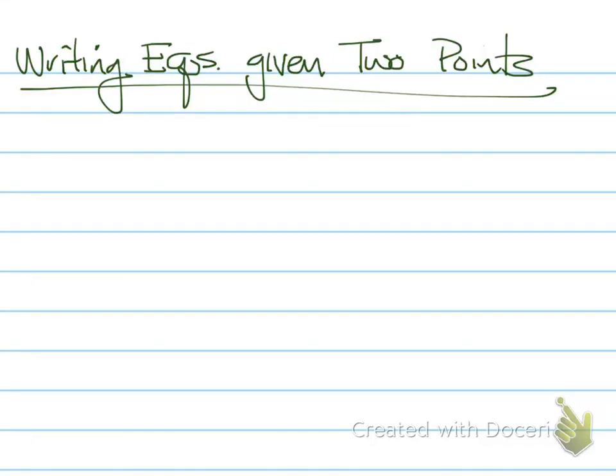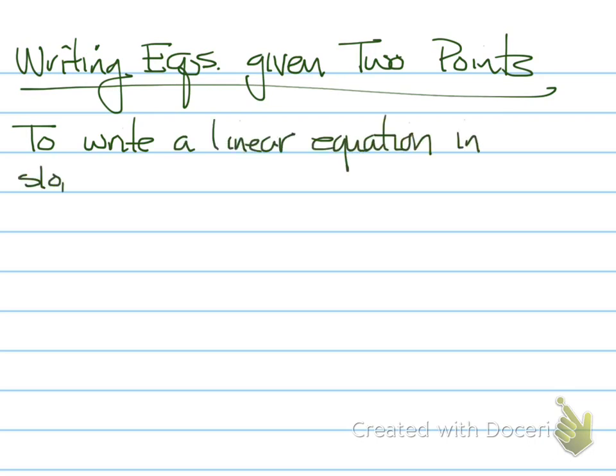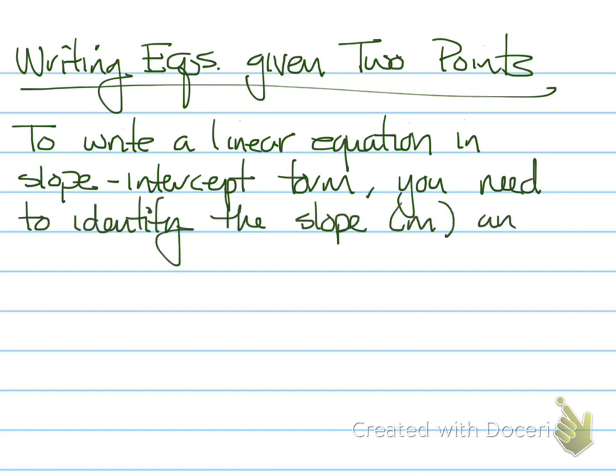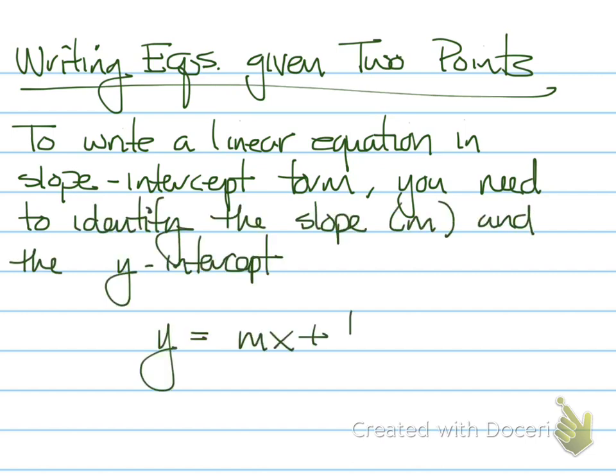All right, in this lesson, we're going to be writing equations given 2 points, 2 coordinates. So to write a linear equation in slope-intercept form, you need to identify first what the slope of the line is that passes through those 2 points. And then you're going to plug in the x and y coordinate of one of those points. We're going to use the first coordinate and plug that x and y coordinate and the slope that we just calculated in for x, y, and m to solve for b.